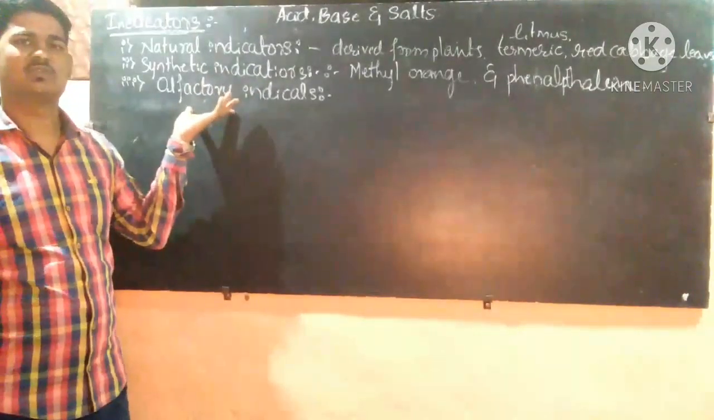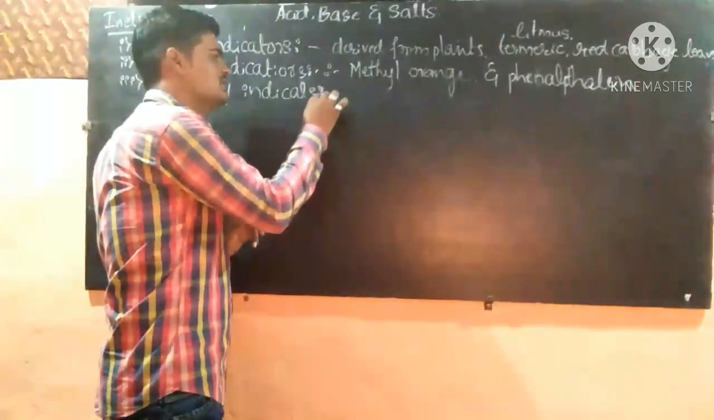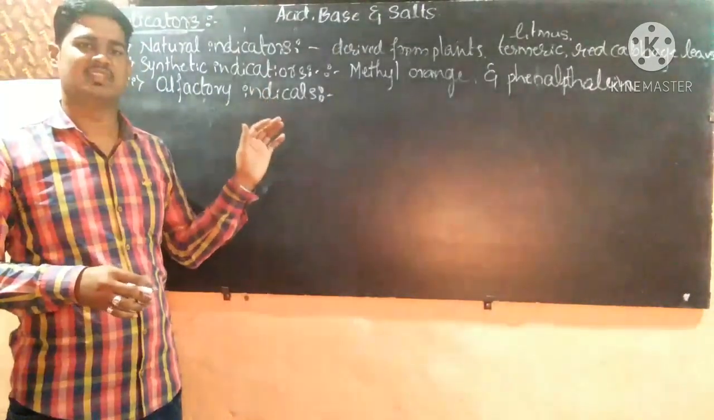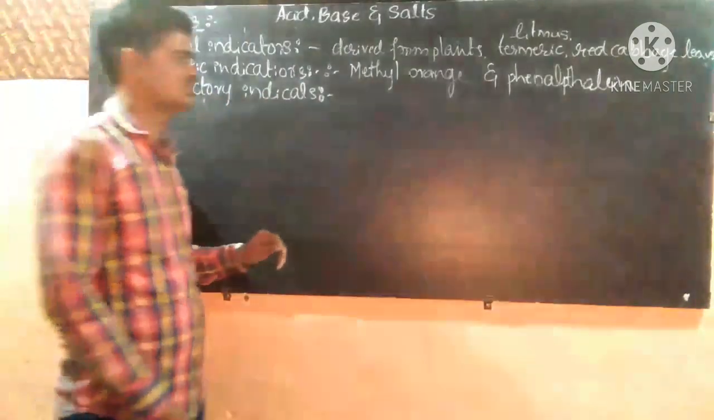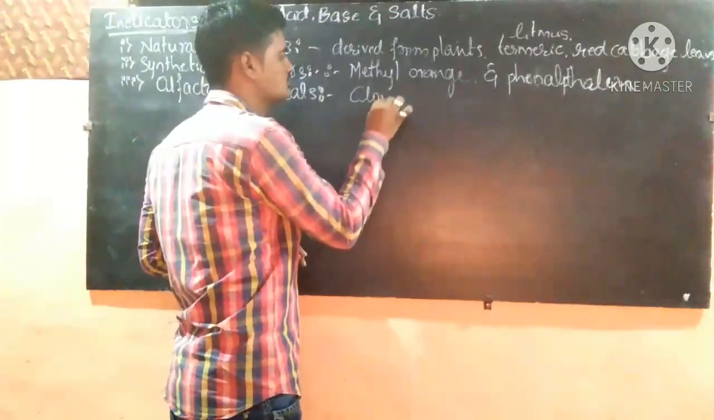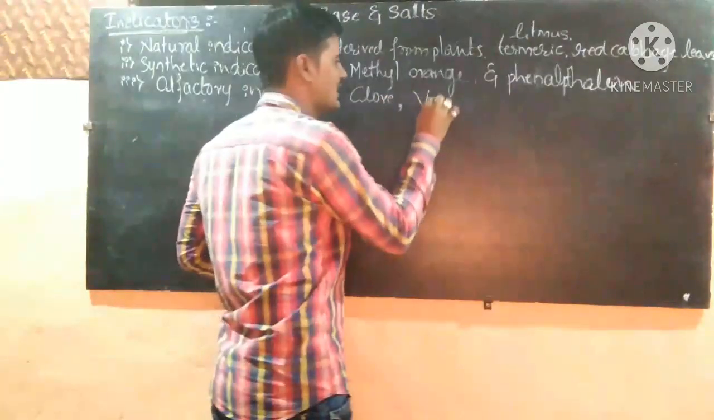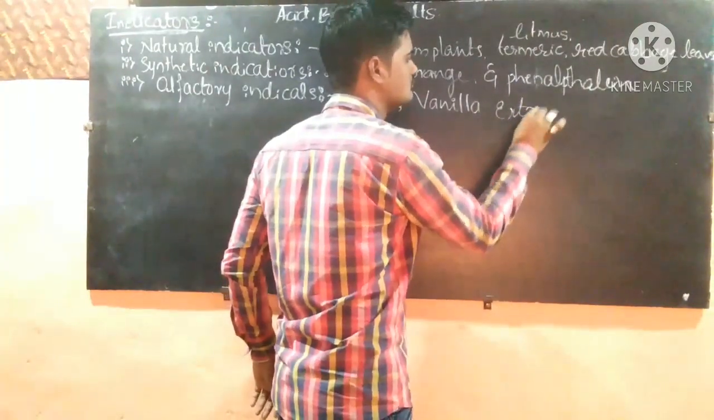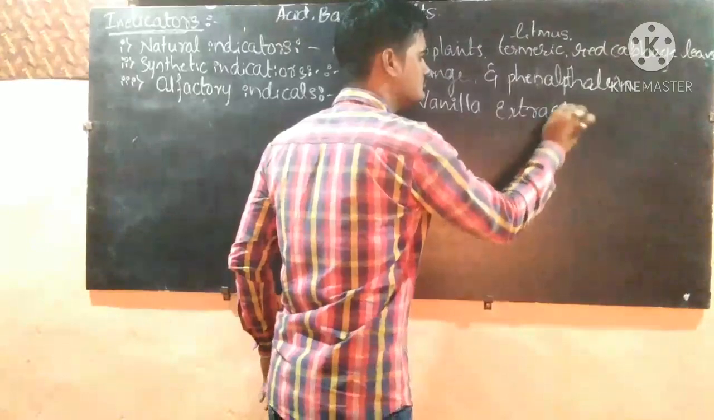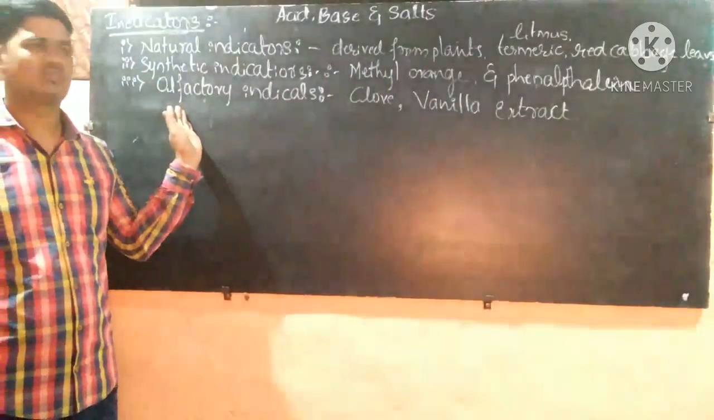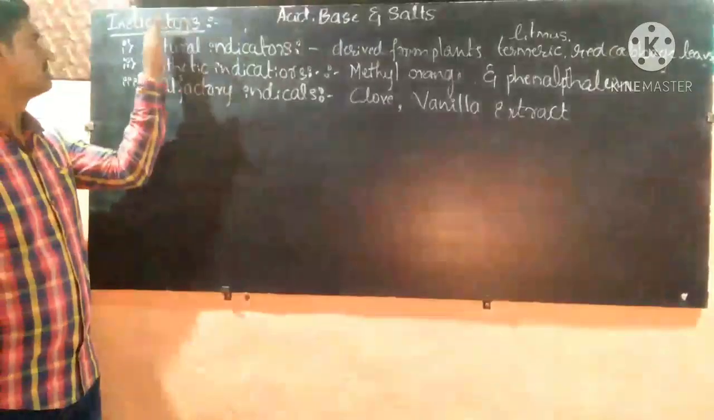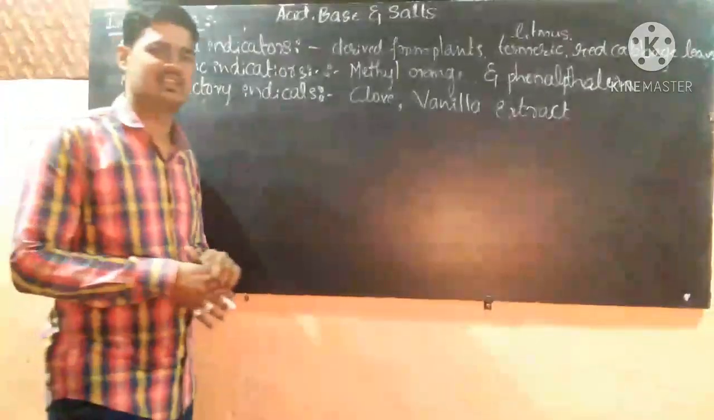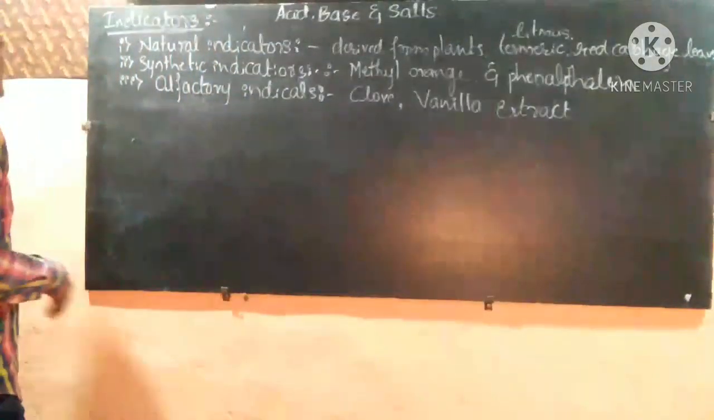Next come olfactory indicators. These are the indicators which show a characteristic smell when added to an acid or base. Some examples are clove and vanilla extract. So mainly three types are there: natural indicators, synthetic indicators, and olfactory indicators, with their examples. Next, going to the next.